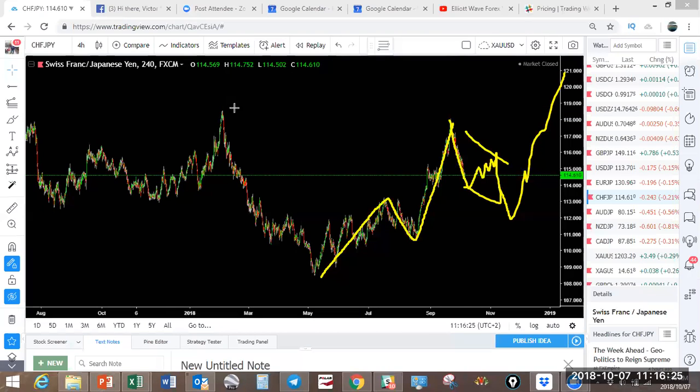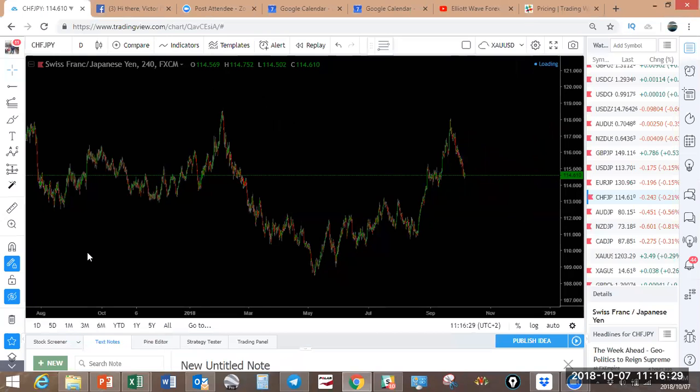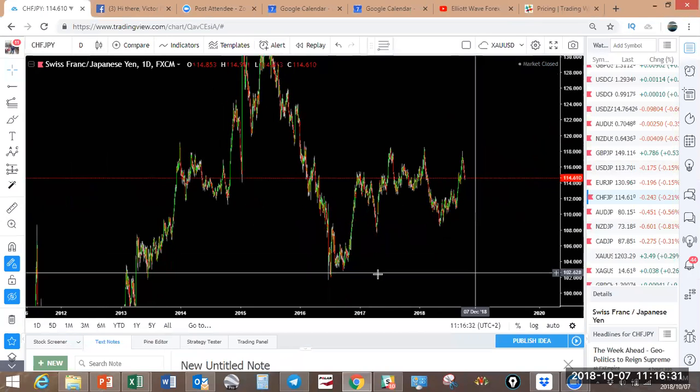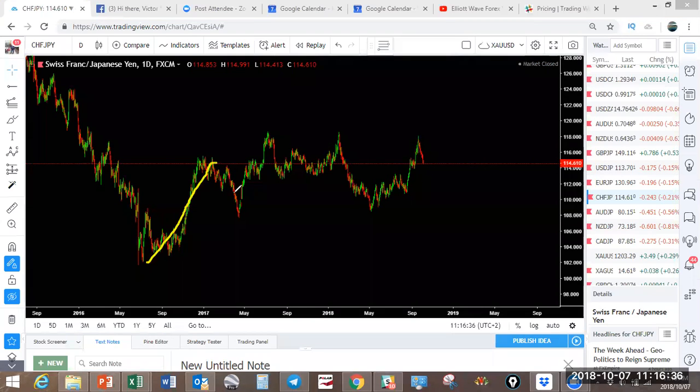So let's show you the daily chart, and you'll see how simple it is when you look at these charts with a different perspective. Just look at this perspective on CHFJPY. If you look at CHFJPY, you've got 1, 2, 3 there. You've got an expanding flat in the middle.